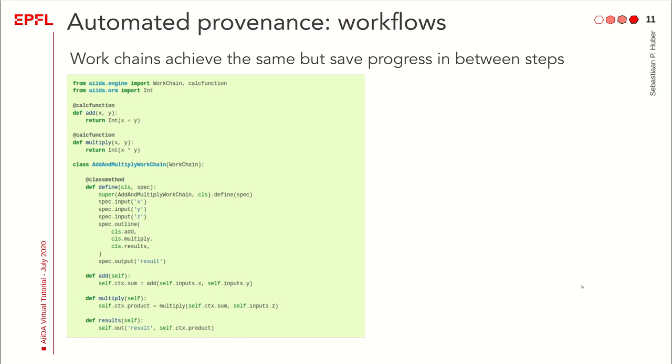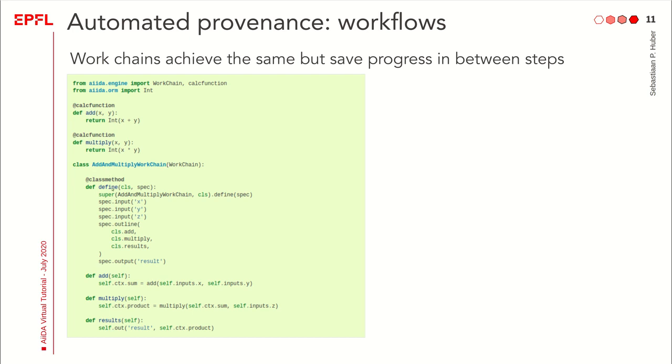But like calc functions have their limitations, work functions also have their limitations. For example, again, they can only be run at a time, and they cannot be stopped, if you will. And so we have designed a class called a Workchain that overcomes these limitations of the work function. It achieves the same goal as it captures the logical provenance of what you're doing, but it has a lot of additional features.